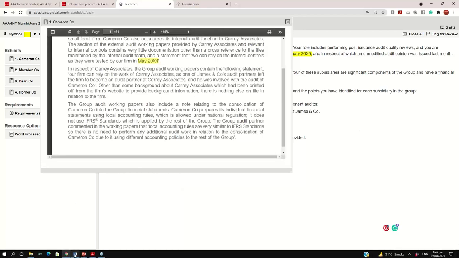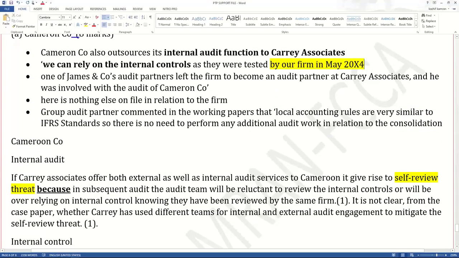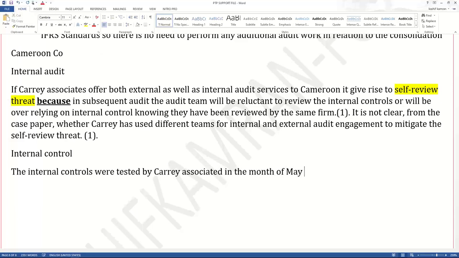So let's go back to the Word file where I was drafting the point. In the internal control, they say we can rely on internal controls as they were tested in May. So we have to criticize this. The internal controls were tested by Kerry Associates in the month of May 20X4.